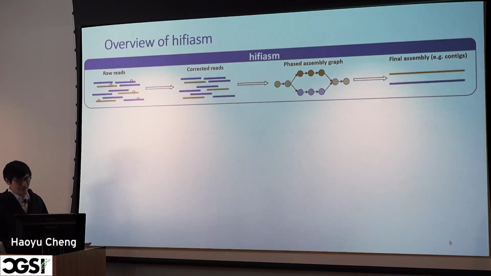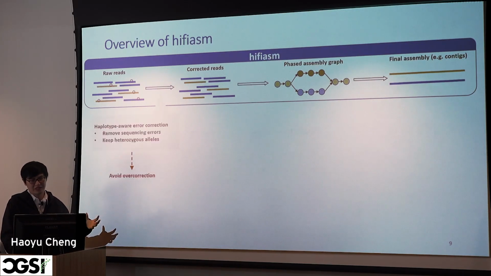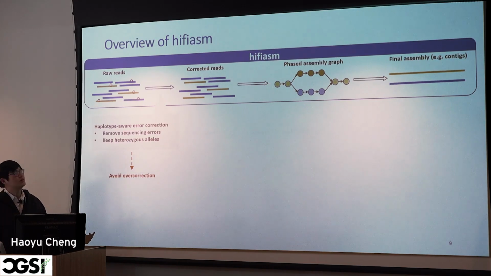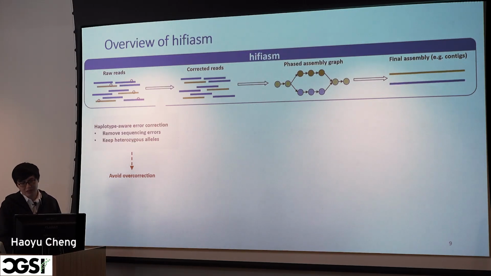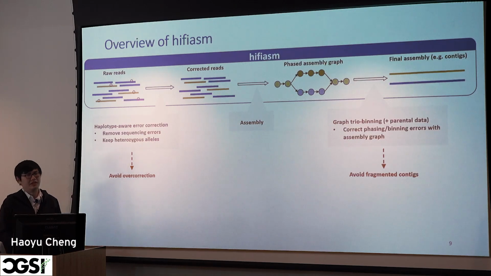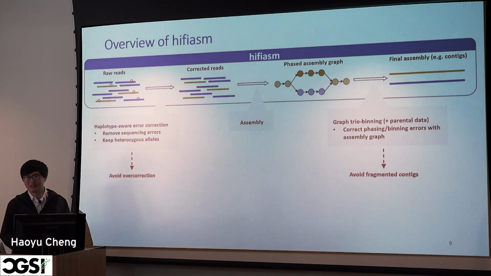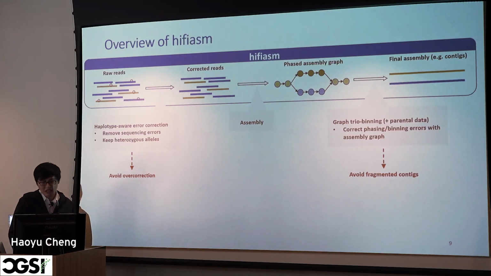So to solve this issue, we propose the hifiasm algorithm. The first step of the algorithm is still error correction, but we consider the haplotype information here. So it could help us avoid overcorrection using the reads from both haplotypes. And then we conduct a regular genome assembly to build an assembly graph. The final step is graph binning. It's the main difference in comparison with other tools: we additionally consider graph topological information, which could help us get a better result, while all other tools lose this information.